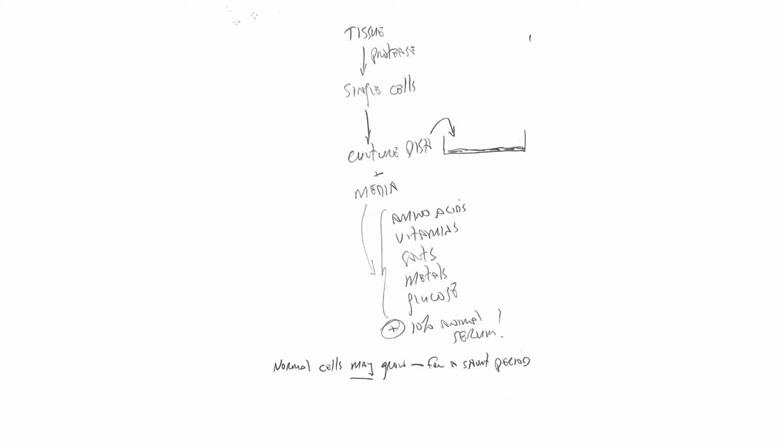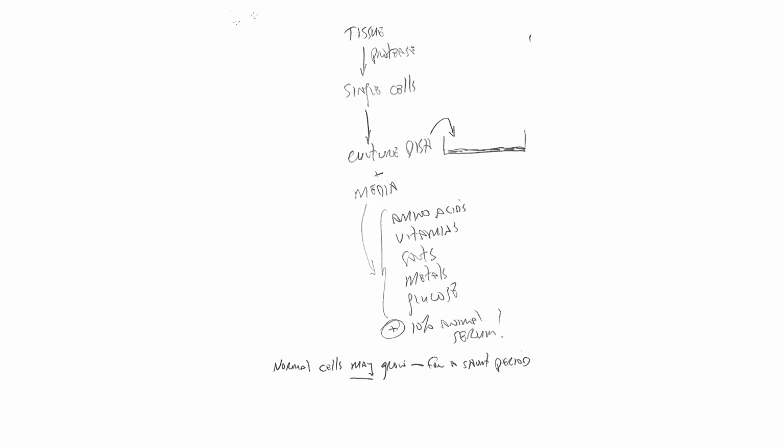You put in amino acids, which are needed for proteins. You put in all kinds of vitamins, all kinds of salts, sodium chloride, potassium chloride. You put in metals like iron, magnesium, and also you put in glucose. Glucose is used as an energy source, basically the food for the cells. Now, if you put all these things in, the cells won't grow.